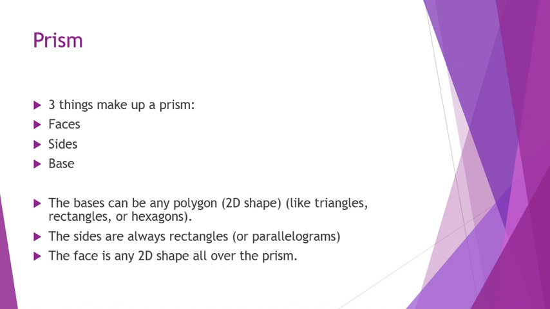Now, there are three things that make a prism: the faces, the sides, and the base. This is really important. The bases can be any polygon, aka any 2D shape. Something you'll typically see is a rectangle, a square, a triangle, stuff like that. The sides are always rectangles or parallelograms. We'll get into that in a moment. And the face is any 2D shape all over the prism.